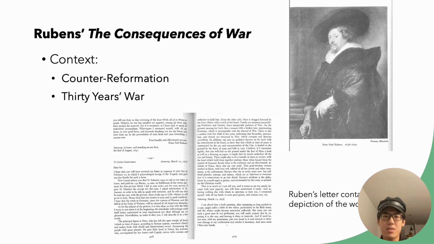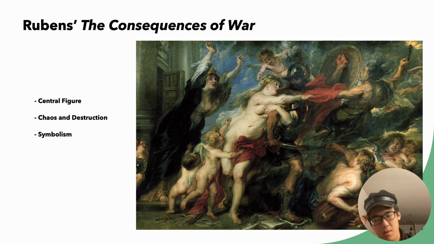As a diplomat as well as an artist, he was deeply committed to peace and used art to advocate against the destructiveness of war. These are some of the primary sources, collected from some books, and they are actually Rubens' letters himself describing this particular artwork and its effect. And now let's move to the actual artwork.